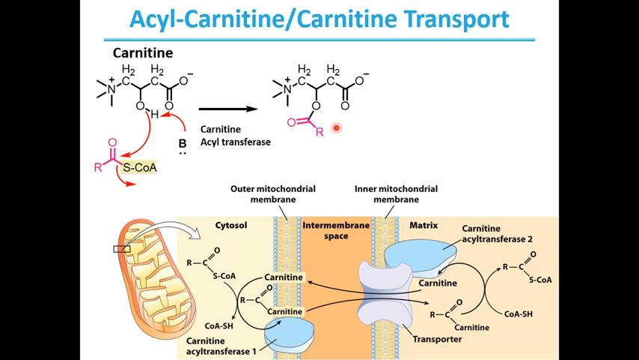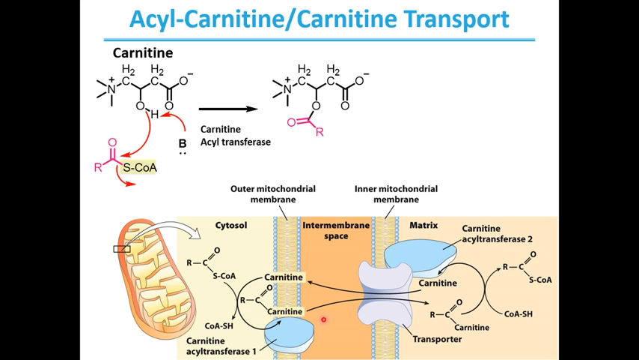The transesterification happens once the fatty acyl-CoA molecule moves across the outer membrane of the mitochondria. This is where carnitine acyl transferase 1 is located. And carnitine is found in the intermembrane space. And so this protein attaches fatty acyl-CoA to carnitine once it moves across the membrane.